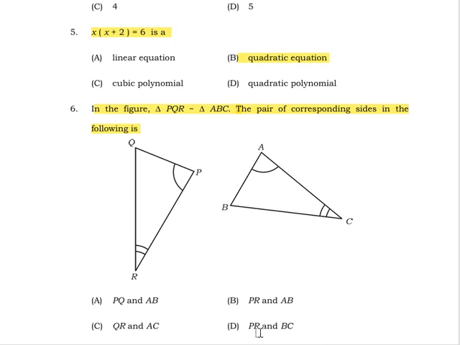Okay, so next one is PR and BC. They are given PR and BC. So now it is not a corresponding side. PR corresponds to AC. Okay, observe the angles, you'll get an idea, and these two are similar. So the correct answer is here. PQ corresponds to side AB.